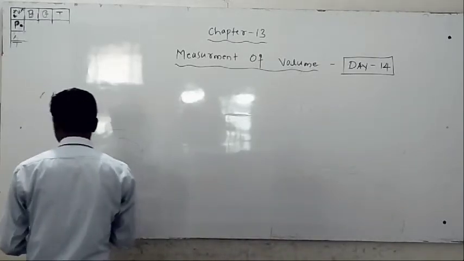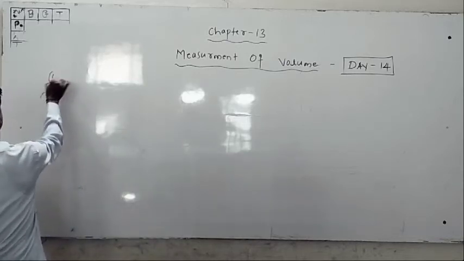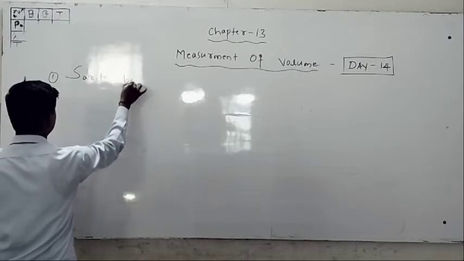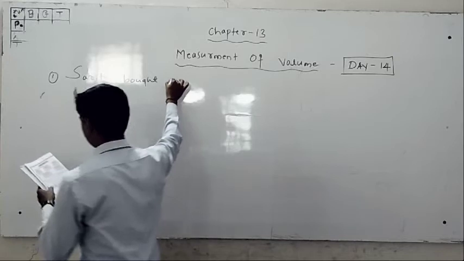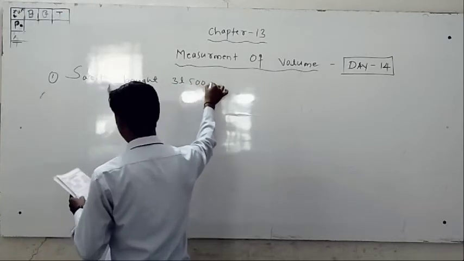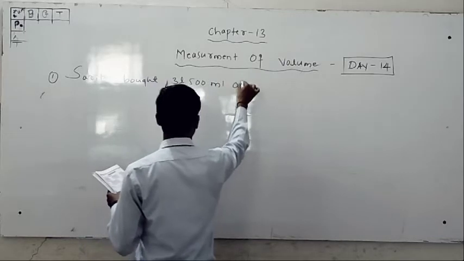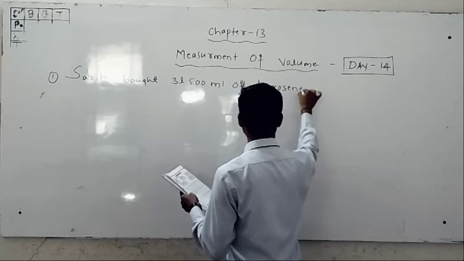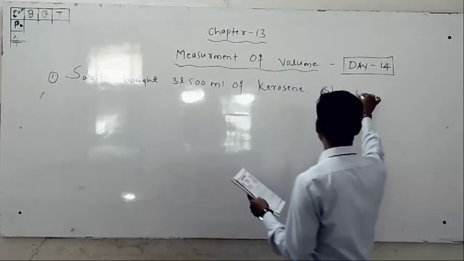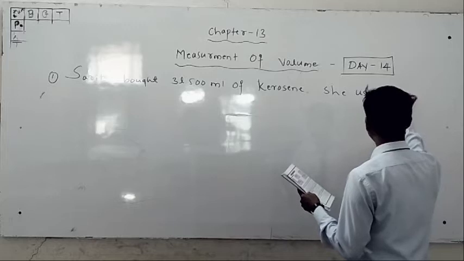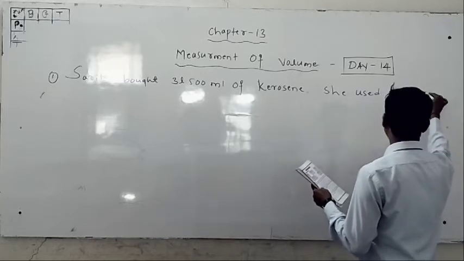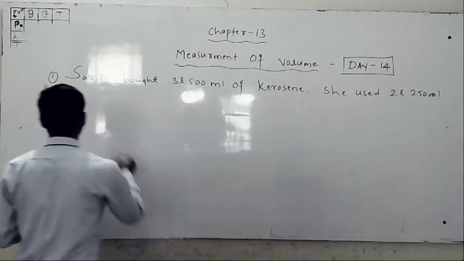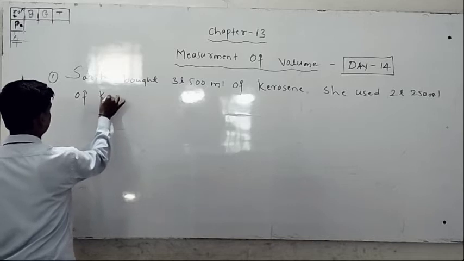Okay, now in your textbook more problems are given. Sarita bought 3 liter 500 ml of kerosene. She used 2 liter 250 ml of kerosene.